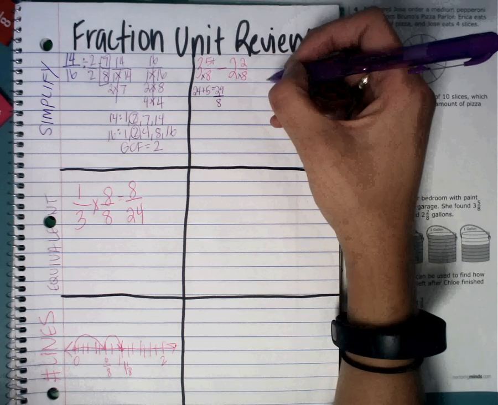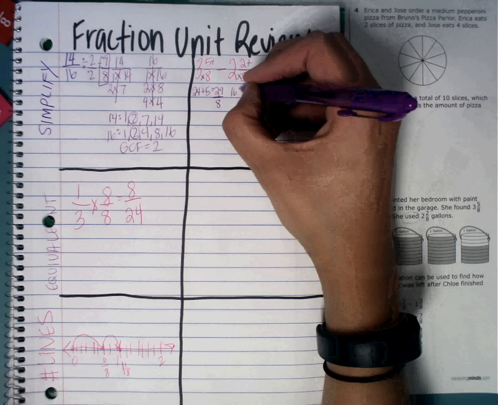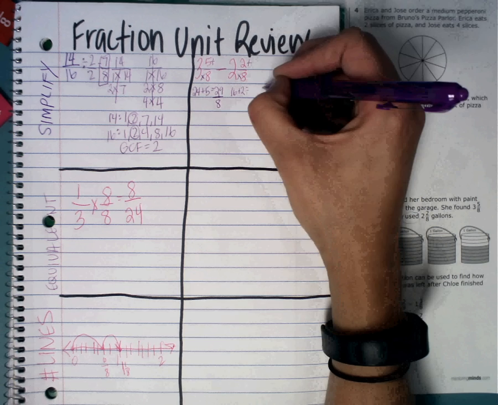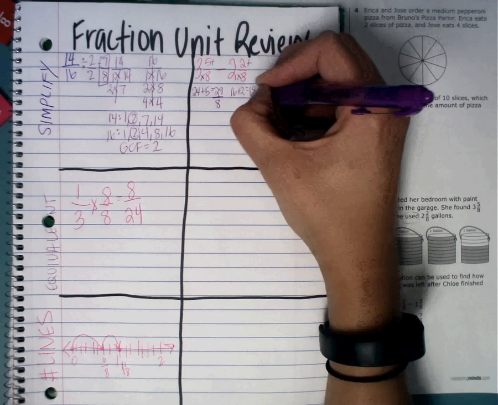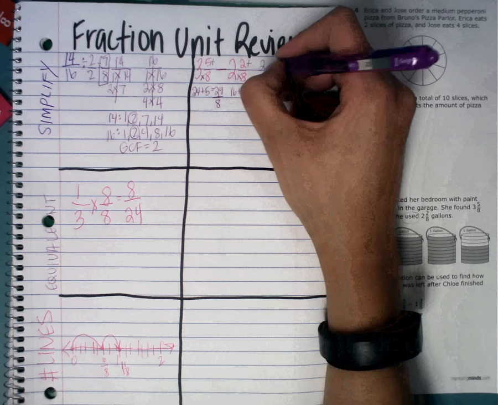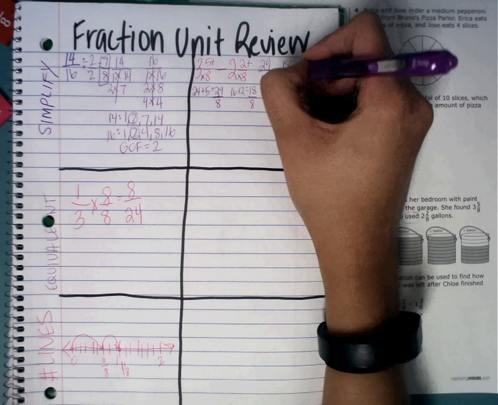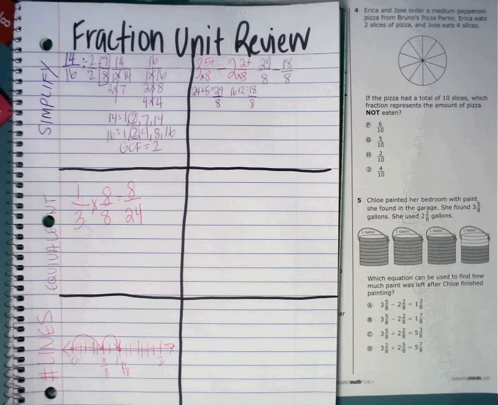All right, down here, what's 2 times 8? Remember, whole number times denominator. 16, and then I need to add my numerator, which is 2, which equals 18. And what's my denominator? 8. So now I've got 29/8 minus 18/8. And I'll give you a second to figure out what 29 minus 18 is.